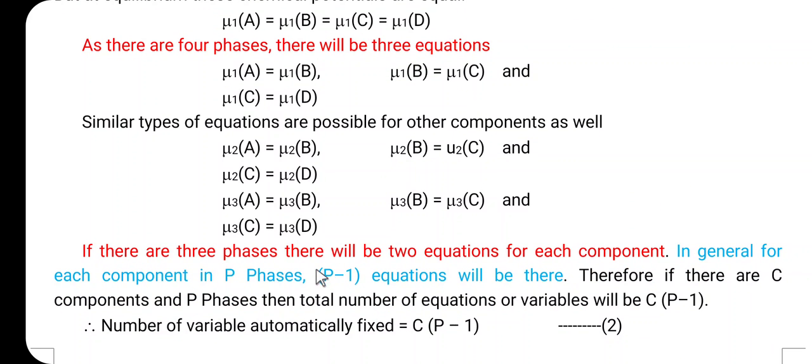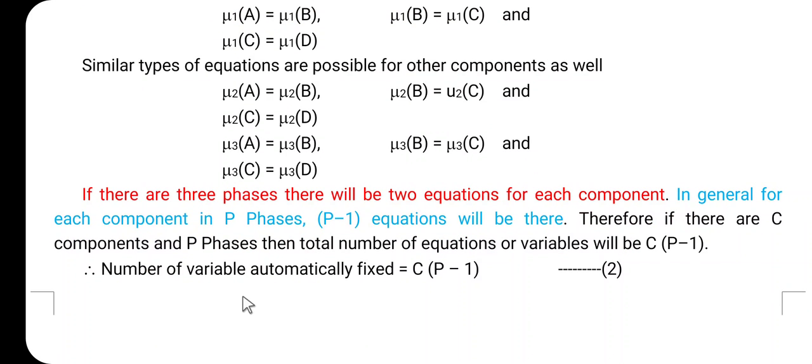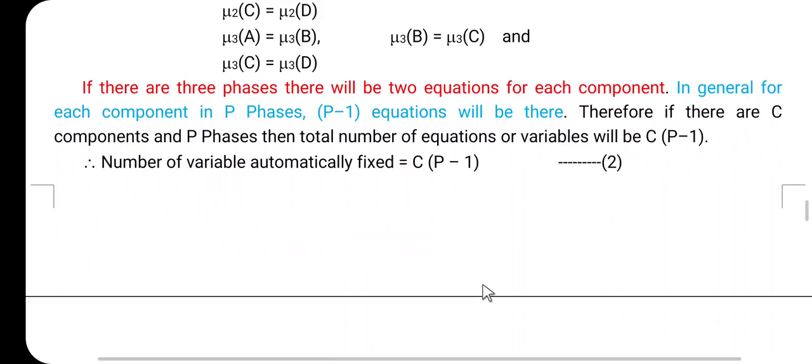So if there are 3 phases, there will be 2 equations for each component. If there are 4 phases, there will be 3 equations for each component. In general, for each component in P phases, there will be P - 1 equations. Therefore, with C components and P phases, the total number of equations, or variables automatically fixed, is C(P - 1). This is equation number 2.